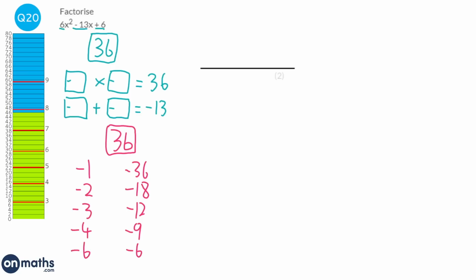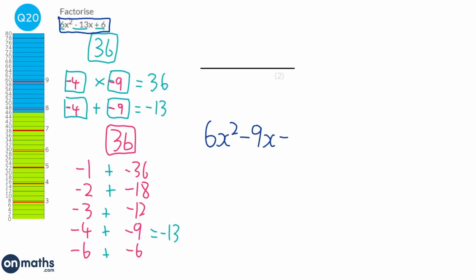So we're looking for the numbers that add together to make minus 13. So just looking down the list, I think it's going to be minus 4 and minus 9, which is correct. So the two numbers are going to be minus 4 and minus 9. And so what I'm going to do is rewrite the question, but instead of that minus 13x, I'm going to replace it with the minus 4 and minus 9. It doesn't really matter which way around we do them. So we can do them as minus 9x minus 4x. It really doesn't matter which way around we do them.